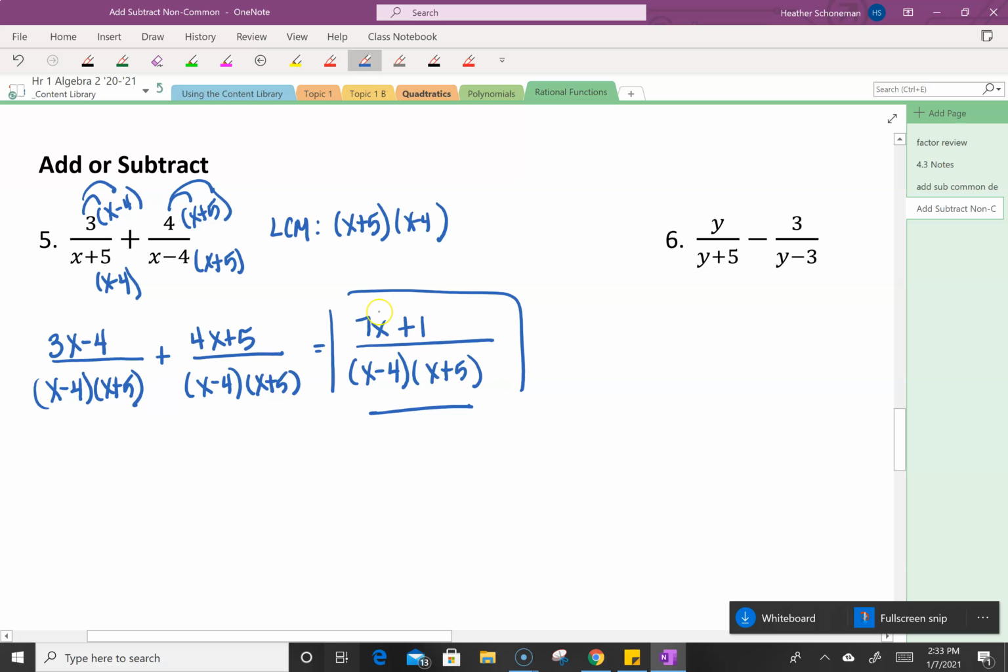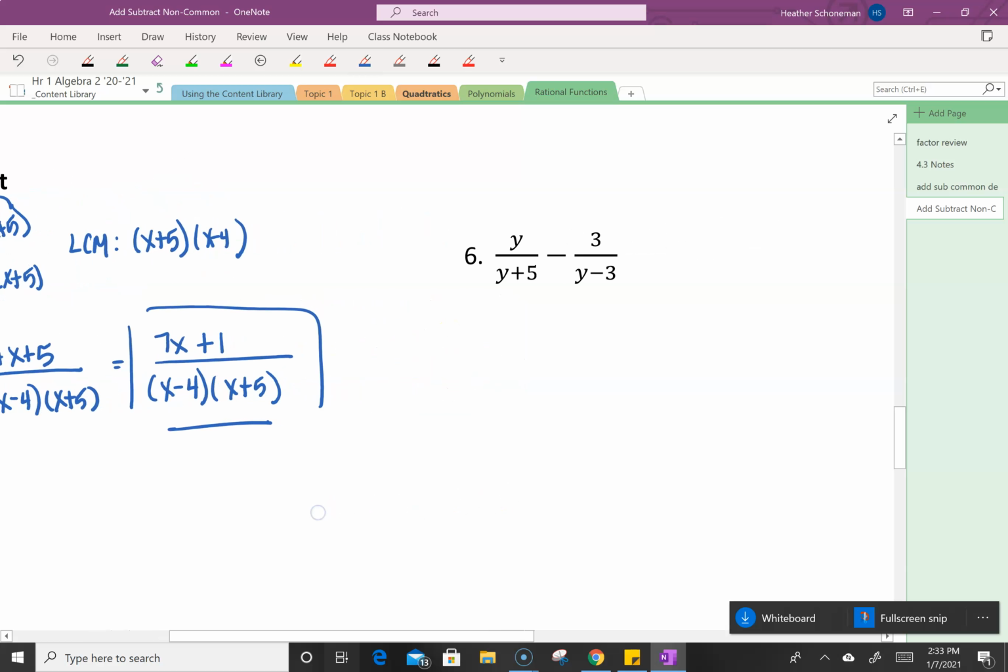Now, I need to check to see if the numerator is going to factor to see if anything will simplify, but 7x plus 1 is not going to factor, so I'm done.